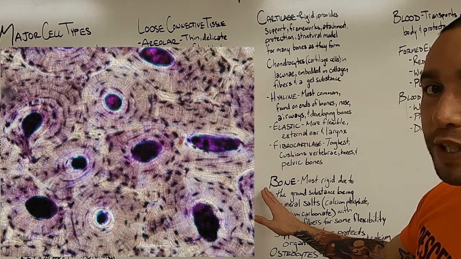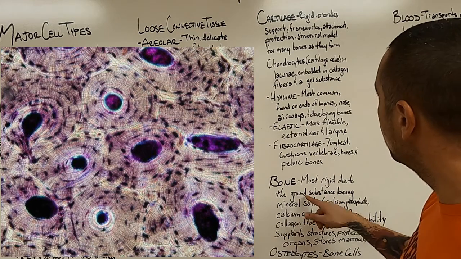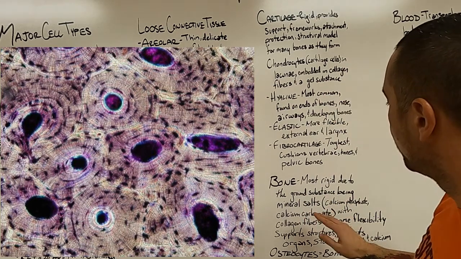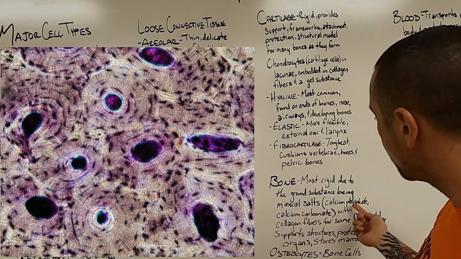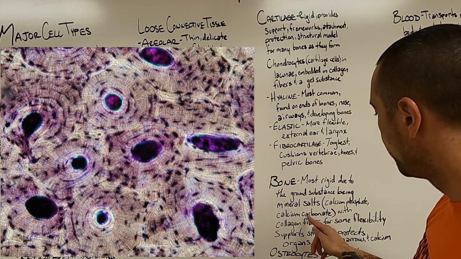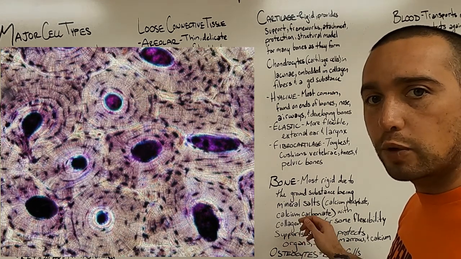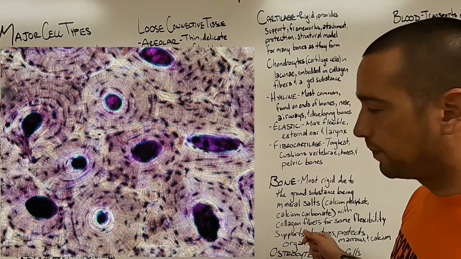While cartilage is rigid, bone is even more rigid, and that's because the ground substance is not a gel, but is a set of mineral salts, calcium phosphate and calcium carbonate. There are some collagen fibers in bones as well, for a little bit of flexibility, otherwise they would be too brittle.